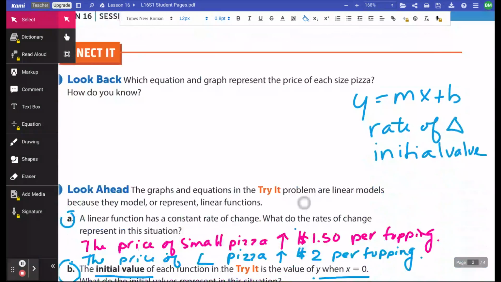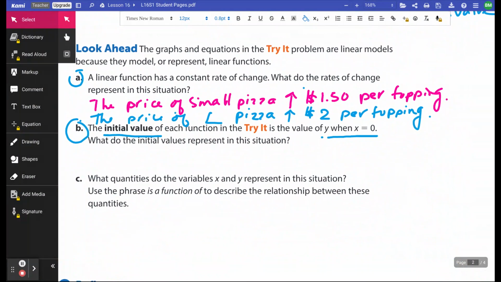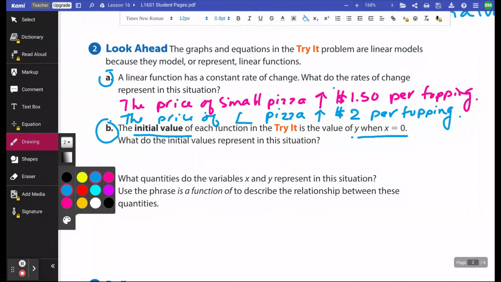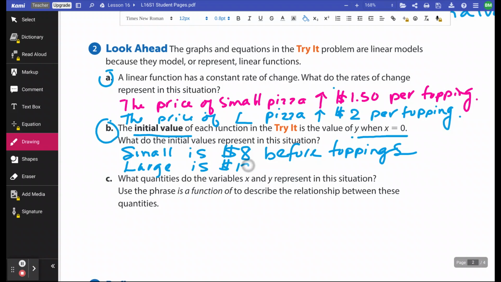Let's scroll on back down to question 2, part B, and let's answer that question. So the initial value, what do the initial values represent in this situation? So for a small pizza, the initial value was $8. So small is $8 for no toppings, before you add any toppings. And a large is $12. That was our y-intercept, before you add any toppings, or at 0 toppings, however you want to word that.